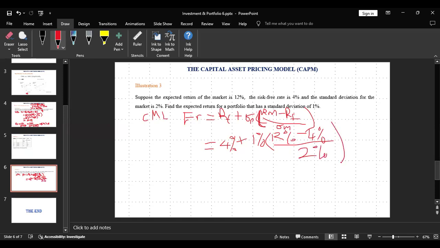Suppose the expected return on the market is 12%. So ideally, we should have solved all the ones in the bracket first, but we are in a hurry. So please, what are we getting for all? 8%. You are sure? Yes. So that is the return.